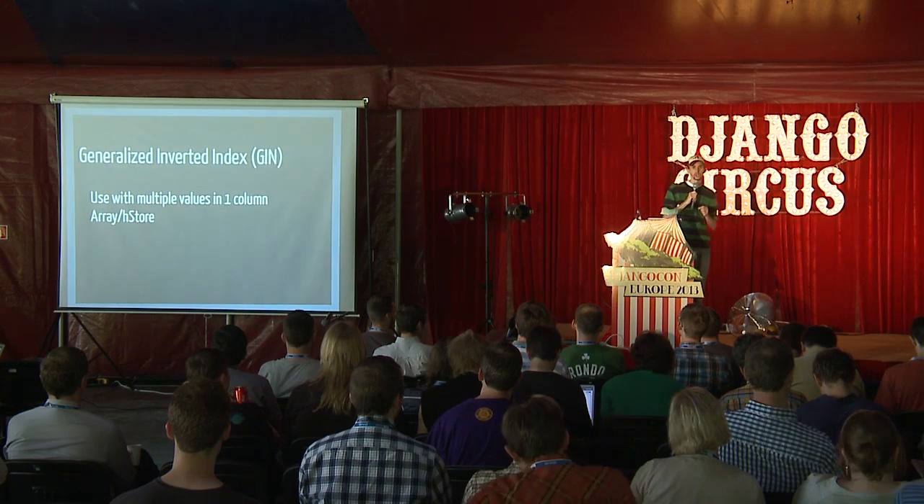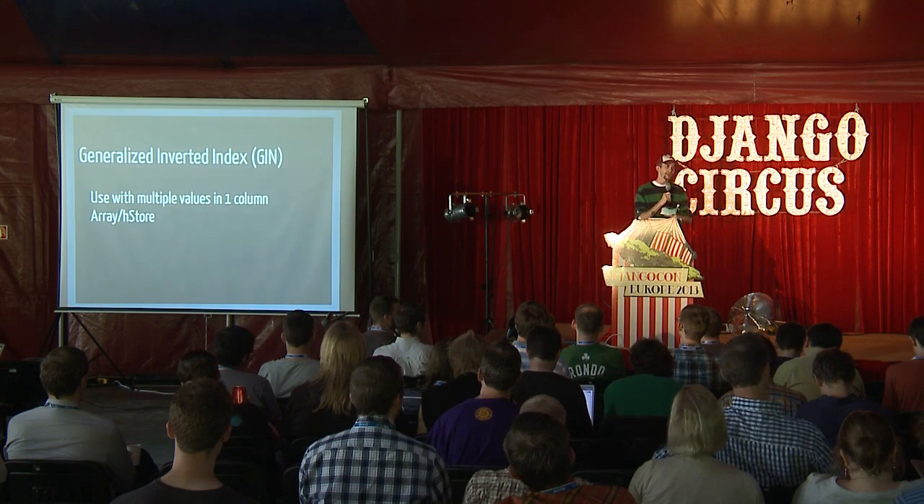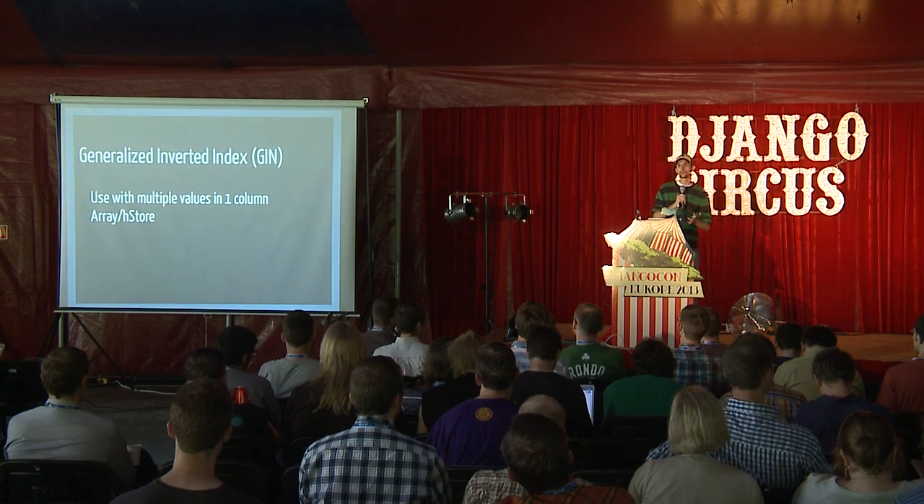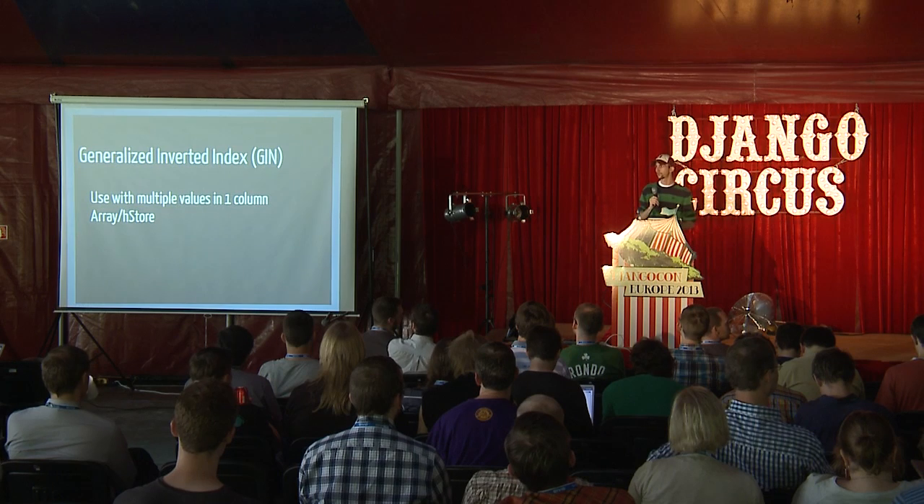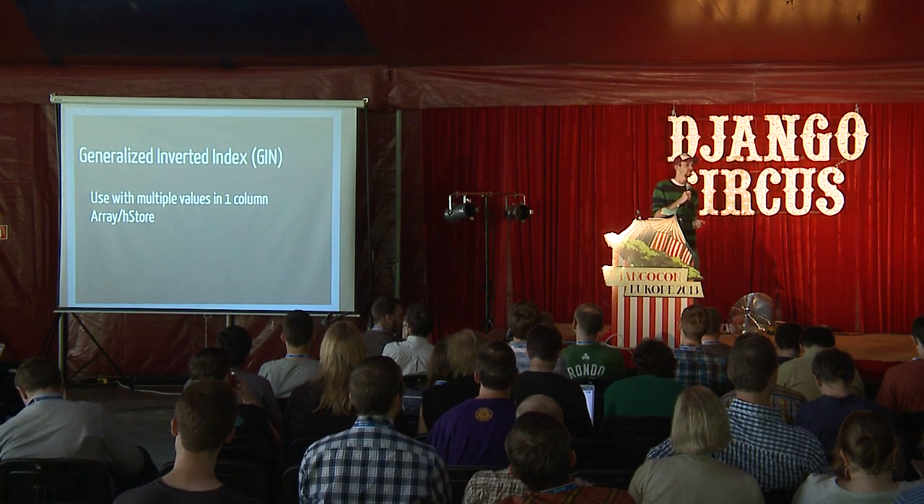So GIN, or generalized inverted index, this isn't an absolute. There are cases where another one is more performant, but this is a pretty good rule of thumb. If you're using multiple values in one column, it's what you want.